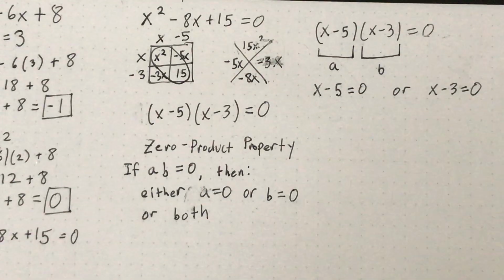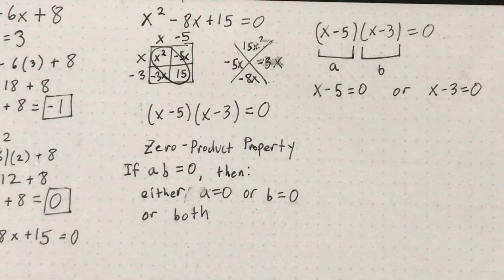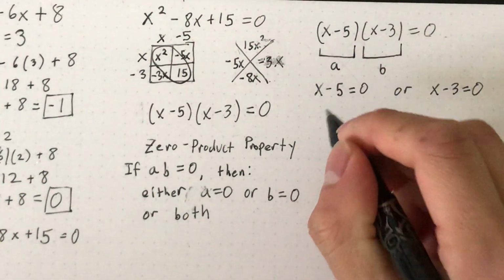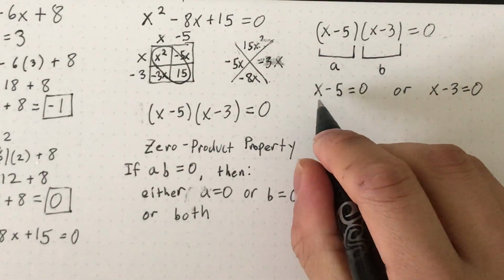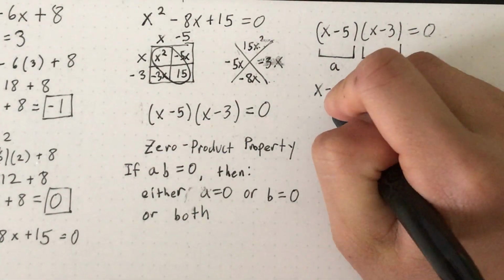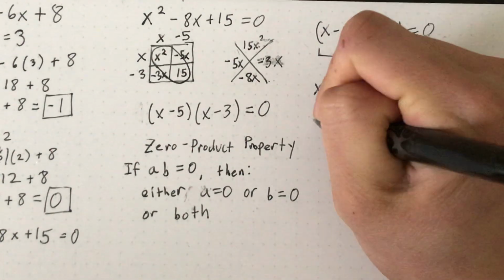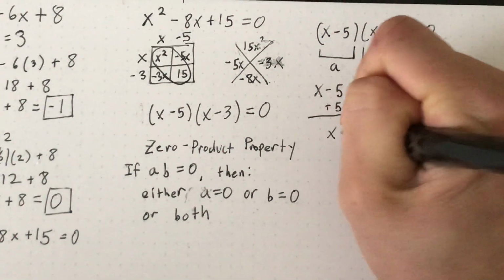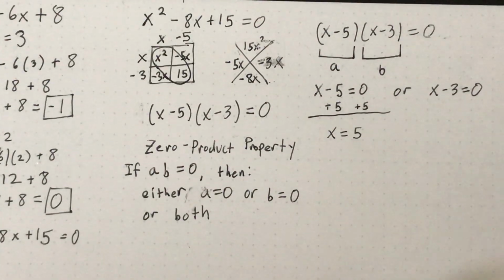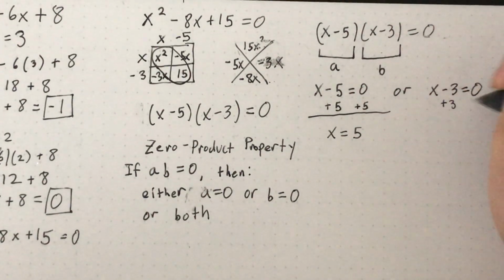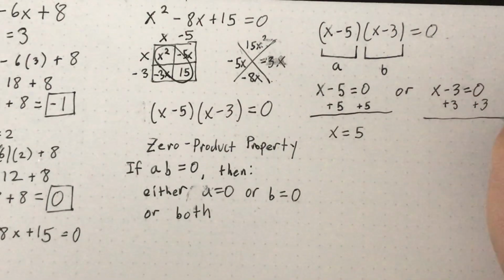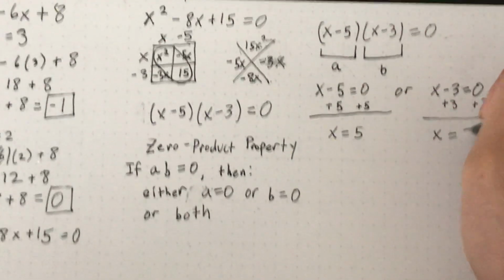So how would we solve this equation? Well, let's go back to first semester. For x minus 5, we want to isolate x, so we do the opposite of minus 5, which is plus 5 on both sides. So we get x equals 5. And then for x minus 3, we add 3 on both sides. X equals 3.